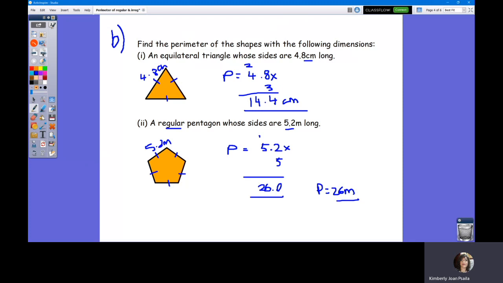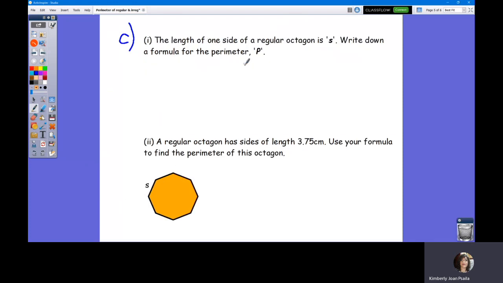Okay, last problem. The length of one side of a regular octagon is S. Write down a formula for the perimeter P. We know that a regular octagon is like this shape. It has 8 sides, which are all equal in length. 3, 4, 5, 6, 7, 8. And here he is telling us that one side is S long. What is the perimeter P?